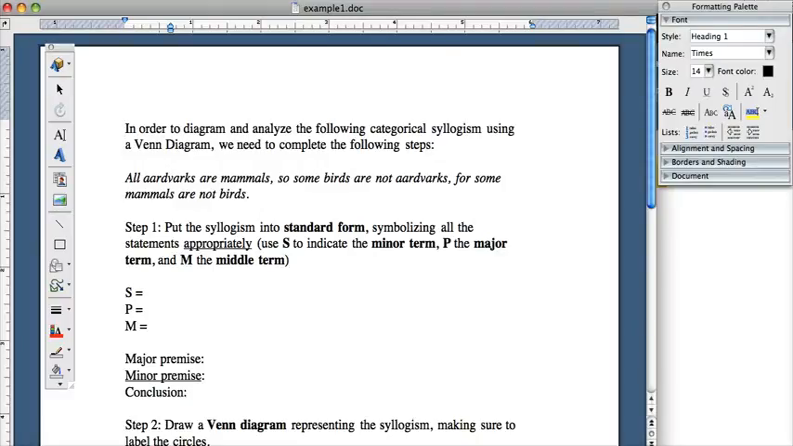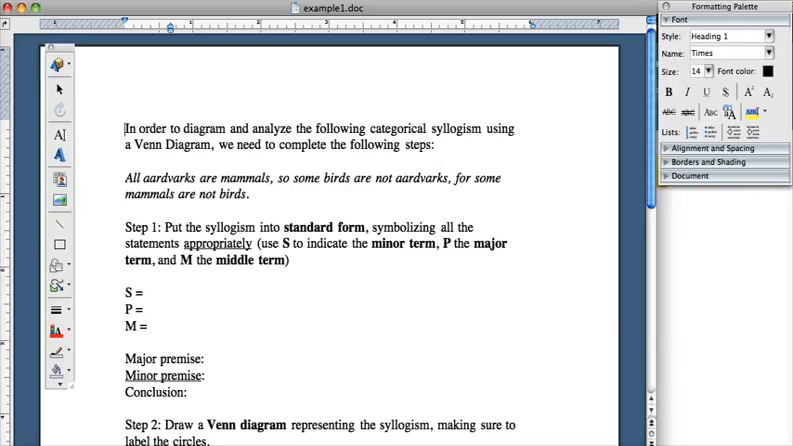In this example, I will walk through how to diagram an argument using Venn diagrams, and then analyze that argument to see if the argument is valid or invalid. So the first thing we need to do is put the syllogism into standard form, symbolizing all the statements appropriately.